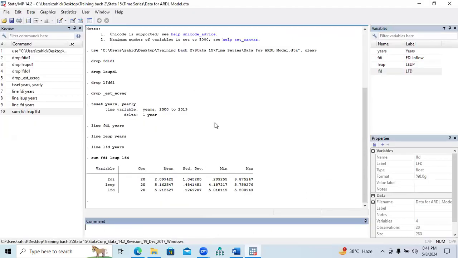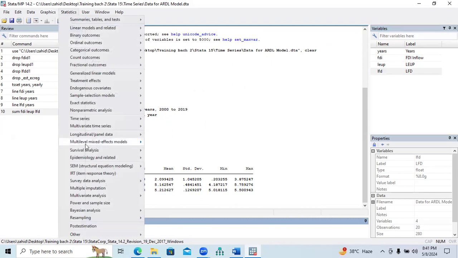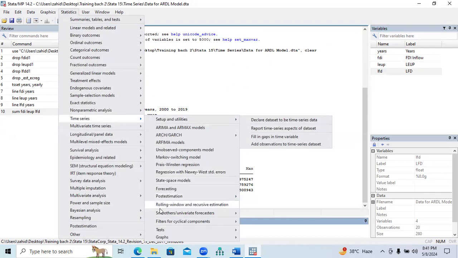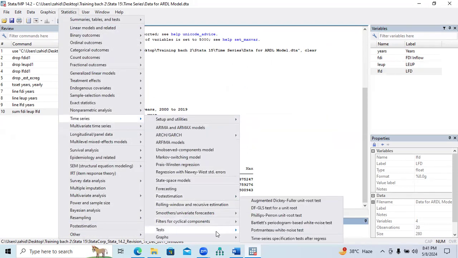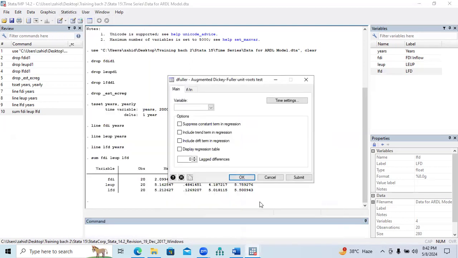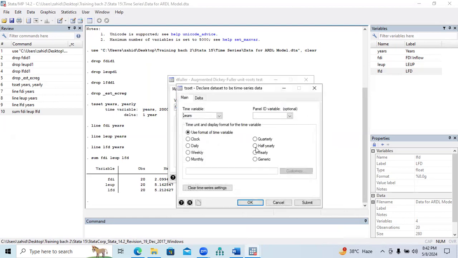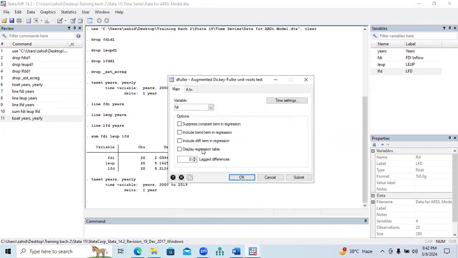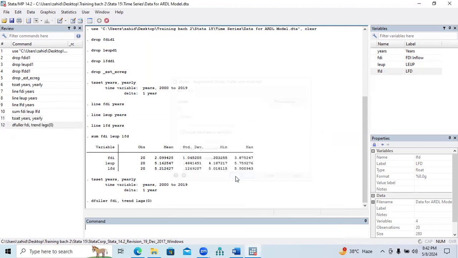We can still apply the manual procedure. You can go to Statistics, Time series, Tests, and from here you can choose augmented Dickey-Fuller. You can choose your variable, for example, FDI, go to time series and select yearly, click on OK. And from here, you need to select include trend terms and click on OK.